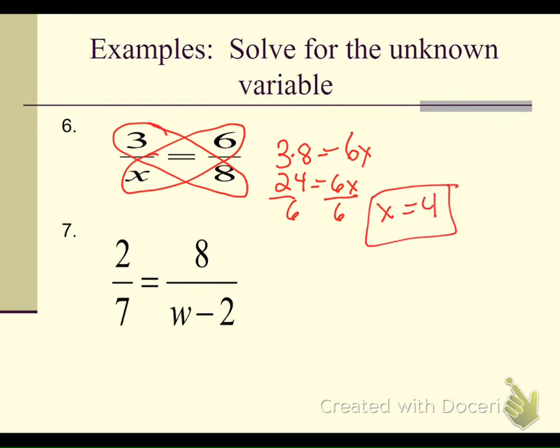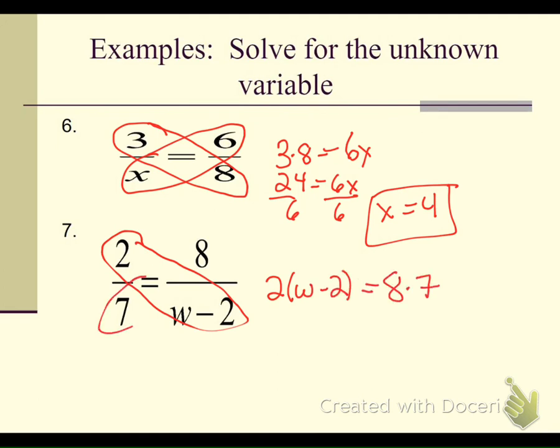After that, this second one is just a little bit more complicated in the fact that you need to use parentheses. Other than that, you're fine. So we have, once again, cross multiplication. 2 times w minus 2. So 2 times parentheses w minus 2 equals 8 times 7. What's 8 times 7? 56. So we end up with 56.